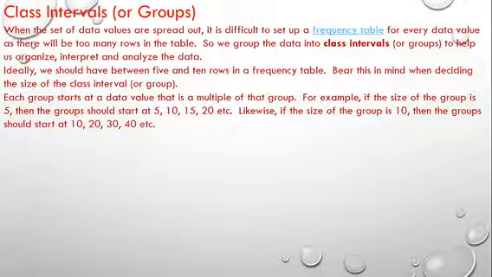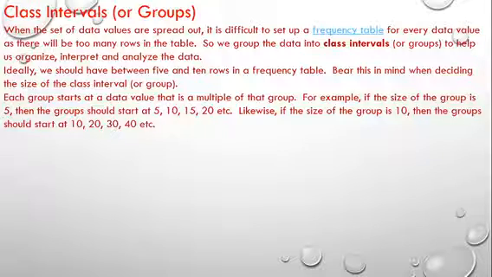So the first row will be 0 to 4, the second row will be 5 to 9, the third row would be 10 to 14, the other one will be 15 to 19, and on and on like that, until you get to 95 to 99. And then you're able to capture all your values at once. So if you have a size of 10, if your class interval is 10, then the first row will be 0 to 9, and then the second row would have to start with 10. The third row will have to start with 20, and on like that.